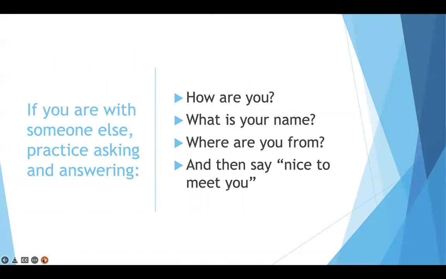If you are with someone else, practice asking and answering these questions. How are you? In general, Americans will just answer, fine, thanks, how are you? The second question is, what is your name? Where are you from? And then after asking and answering these 3 questions, practice saying, nice to meet you.